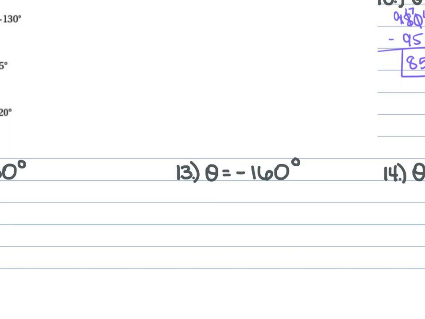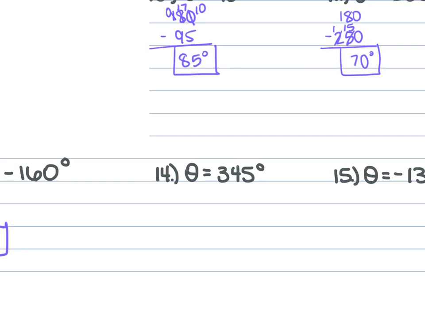For 13, we have negative 160. So again, I'm going to start with the negative 160. I'm going to add 180 to that. I get 20 degrees. That is an acute angle, so I do not have to check the 360.